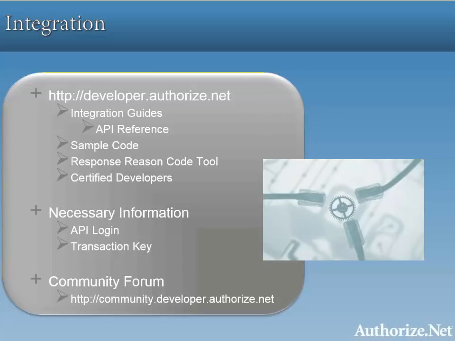Although we offer numerous ways to integrate your website with Authorize.net, for all integration methods, you will need to know your API login ID and transaction key. There is also a developer community forum located at community.developer.authorize.net. This forum is designed to help developers get answers to questions they might have. If you have trouble integrating with Authorize.net, this is an excellent option to find support.